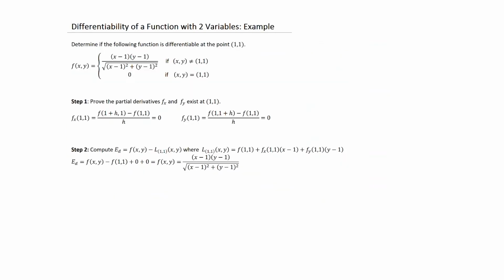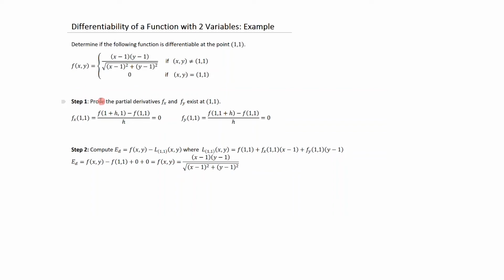All right, so let's look at an example, differentiability of a function with two variables. Using the geometric idea, we're going to determine if the following function is differentiable at the point (1, 1), and you're given the function that looks like this. Its value is 0 at (1, 1). Clearly (1, 1) is not within the domain of this function. However, we give it a value of 0 at (1, 1), so that every point in the whole domain is now defined.